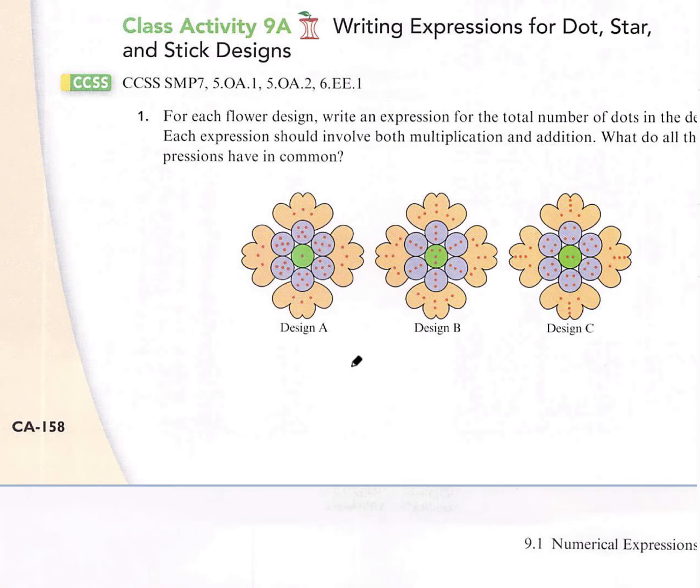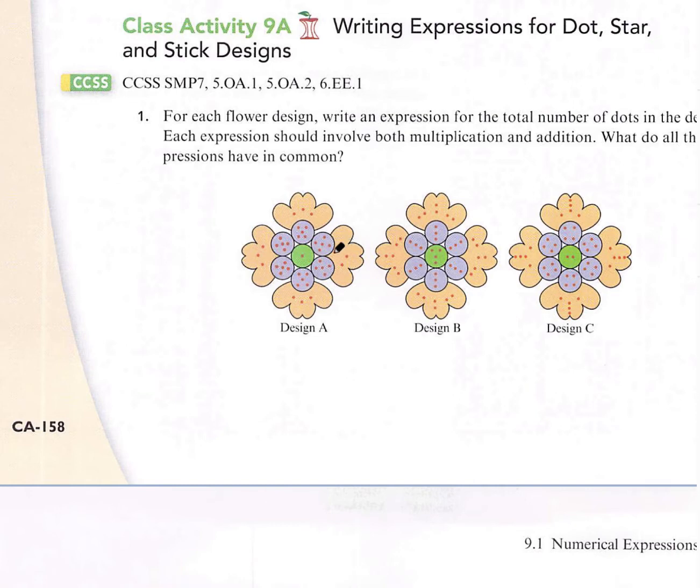So we look at this flower design. We've got 3 different designs. The first thing we want to do is look at the structure of the design. We've got 1 green center, we have 6 purple circles, and then we have 4 outer petals.